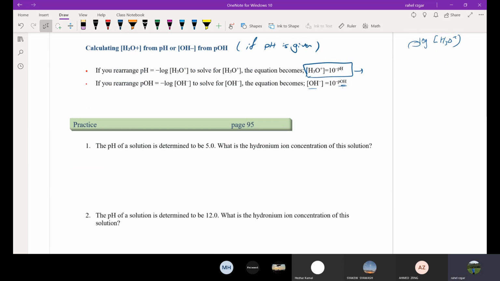Let's solve some questions to be more clear. Now pH is given. It's 5. It says, what is the concentration of hydronium? So you want to find the concentration of hydronium. It's equal to 10 to the power of negative pH. But please don't forget the negative sign. So it will be equal to 10 to the power of negative 5, and the concentration of H3O is in molar. And that's it.